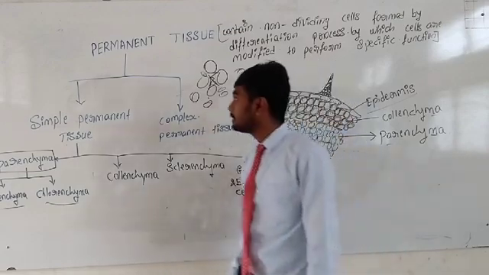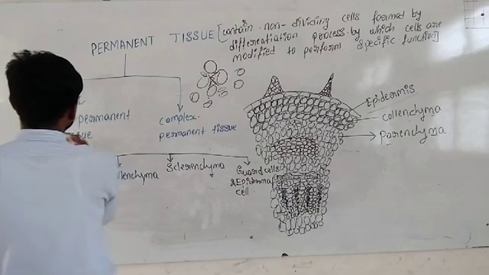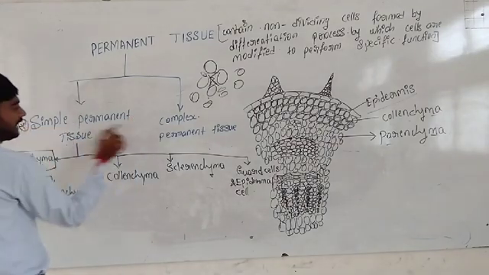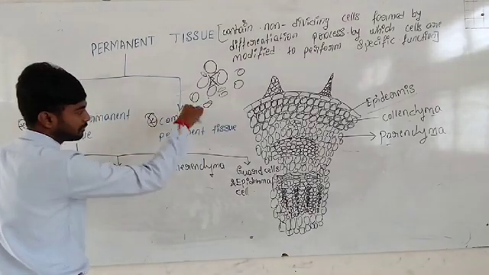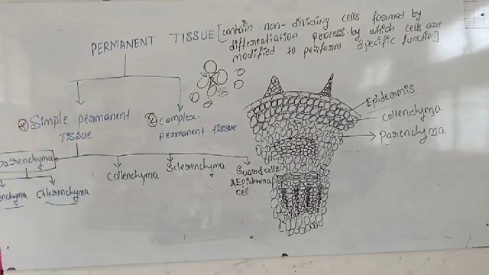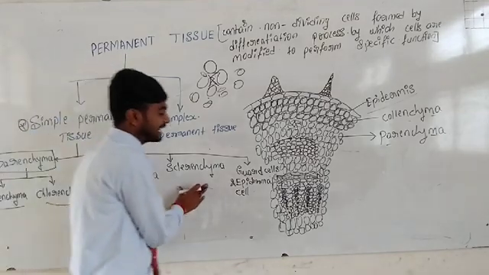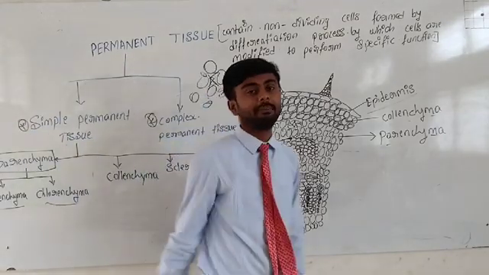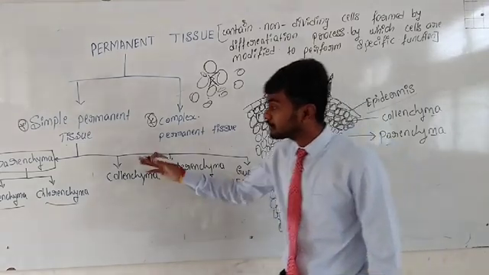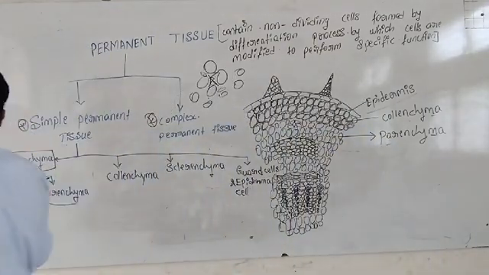Dear students, permanent tissue can be divided into simple permanent tissues and complex permanent tissue. Now see only simple permanent tissue. Simple permanent tissue can be divided into parenchyma, collenchyma, sclerenchyma, guard cells and epidermal cells. So first of all, understand what you mean by parenchyma cells.